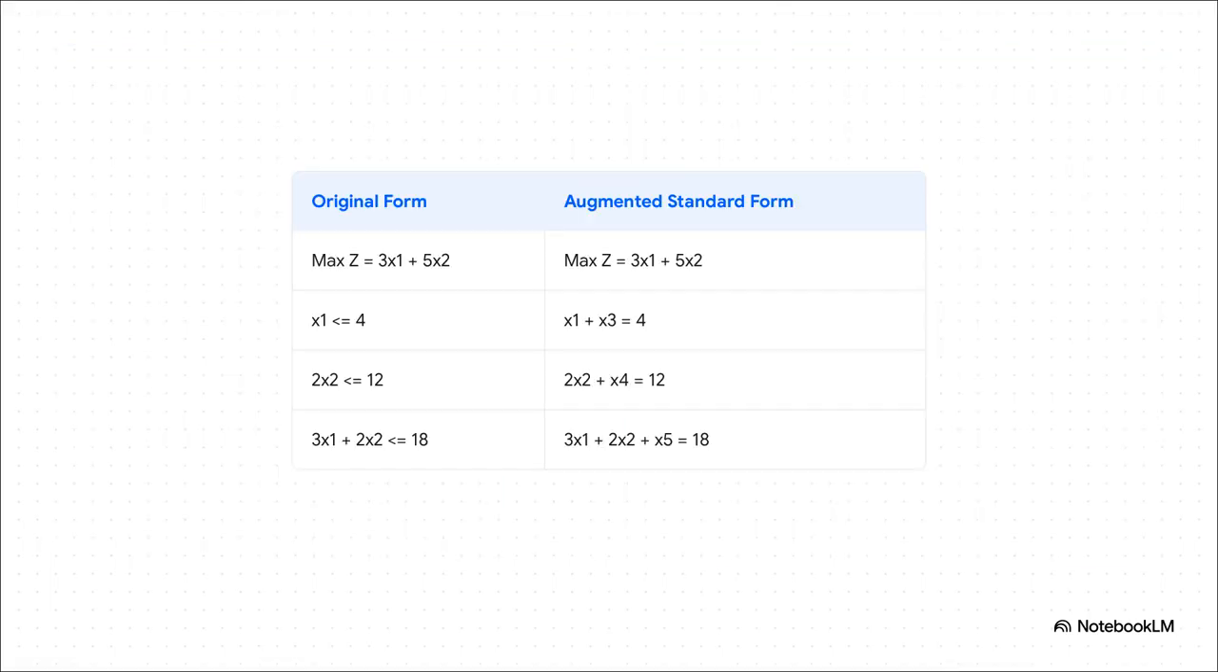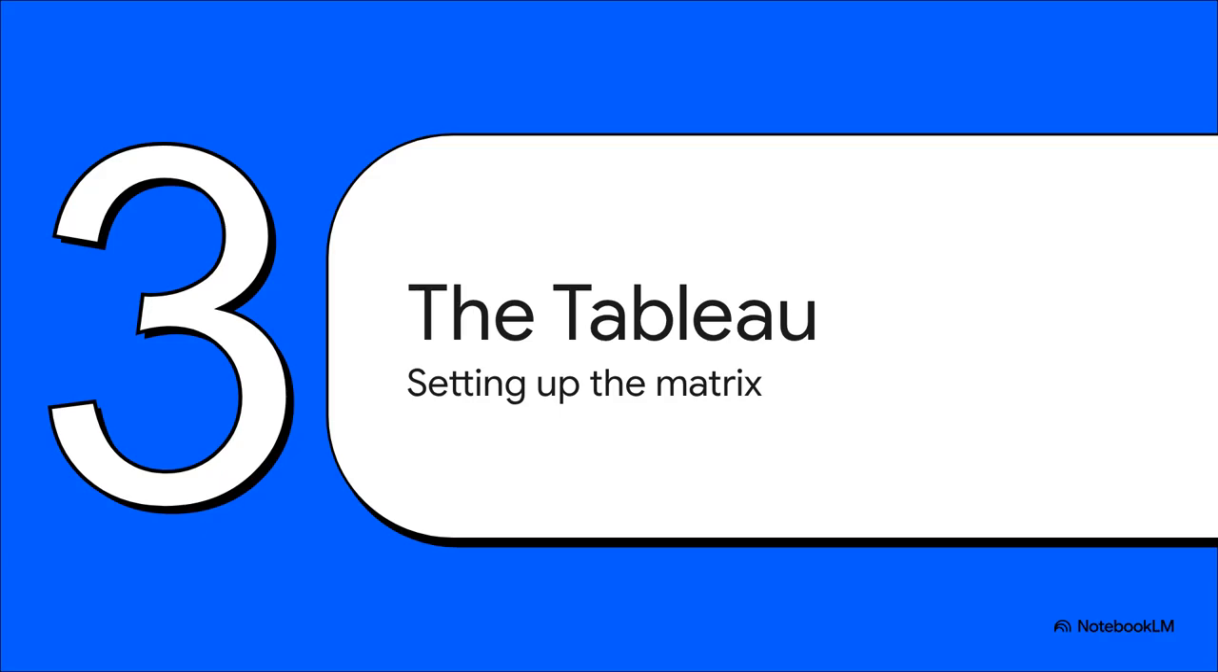Check out how this maps out visually. Our original inequalities on the left, pretty messy, but by introducing those slack variables, x3, x4, and x5, we physically force those less than symbols to become equal signs. We now have the augmented standard form, and our data is officially primed and ready to be loaded right into the matrix. Which perfectly cues up Section 3, setting up the Tableau.